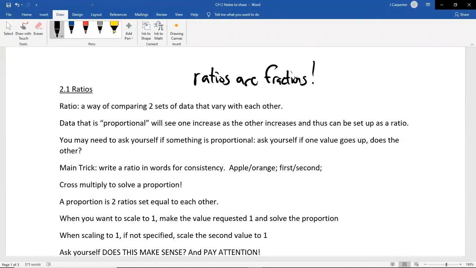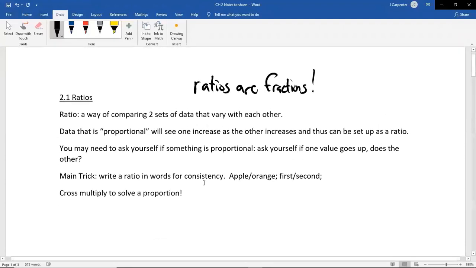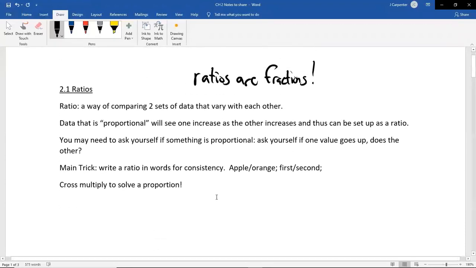So a ratio is a way of comparing two sets of data that vary with each other, something like apples to oranges. So when something follows a ratio, it means that if one of these values is going to go up, the other has to go up as well. And they're going to go up in a similar fashion.